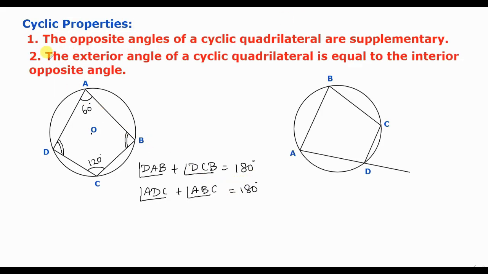Now the second one. The exterior angle of a cyclic quadrilateral is equal to the interior opposite angle. For this cyclic quadrilateral, the exterior angle is at D. So this will be equal to the angle at the opposite vertex, that is the vertex B here. So these two angles will be equal. For example, if this angle is 80 degrees, then this will also be 80 degrees. Let me name another letter here, which is E. So we can write angle CDE will be equal to angle ABC, which is 80 degrees. Angle D will be equal to angle B.